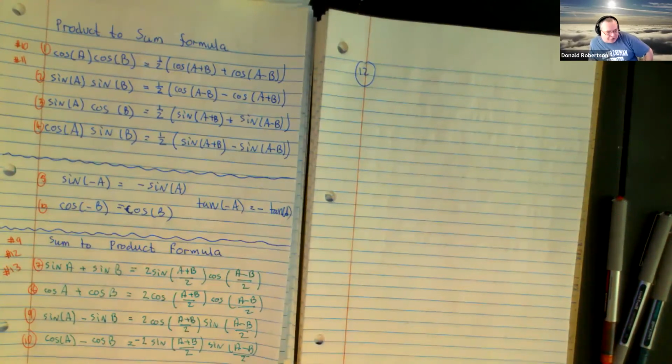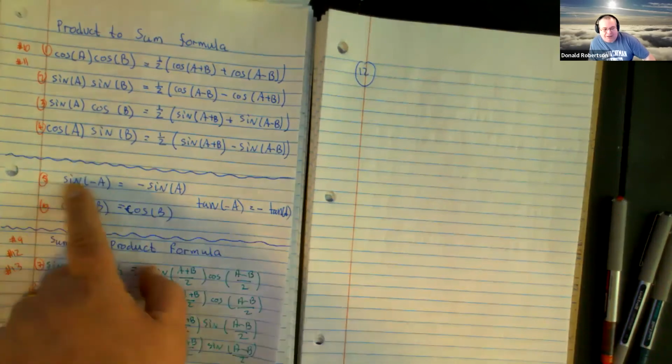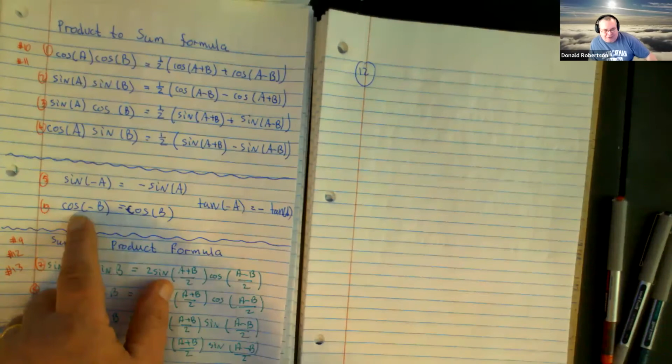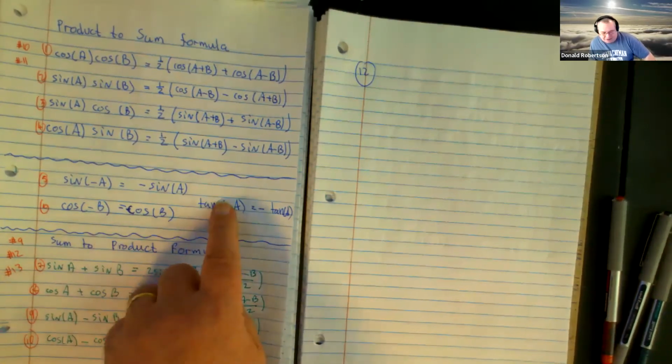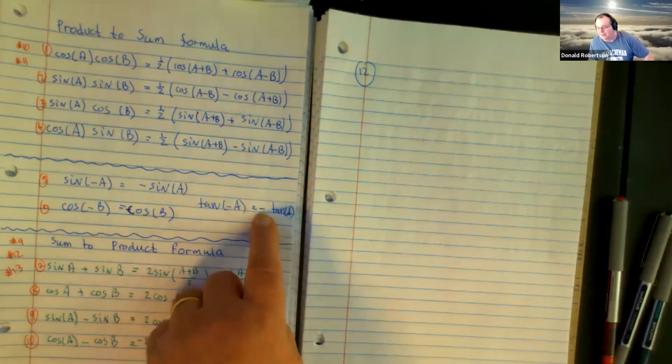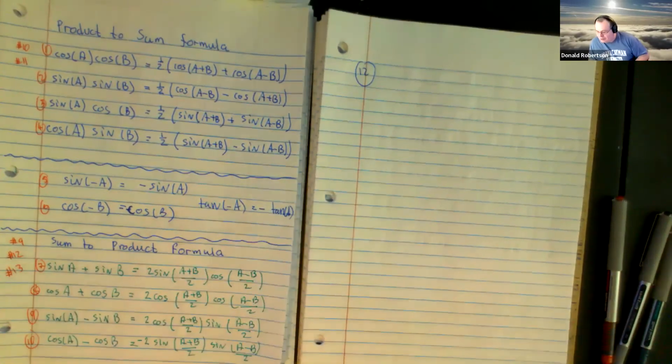Technically, since we're doing this, wouldn't the cosecant of negative A be negative the cosecant of A? Wouldn't the secant of negative B be just the secant of B? And the cotangent of negative A would be negative the cotangent of A. So you could actually expand it, but I'm not sure I would ever want to use those other ones.